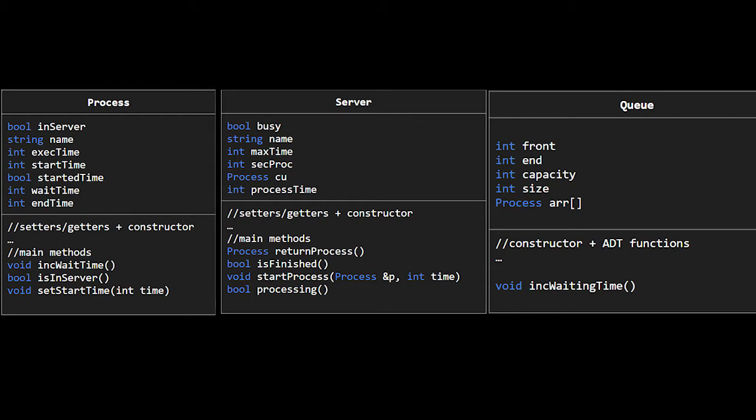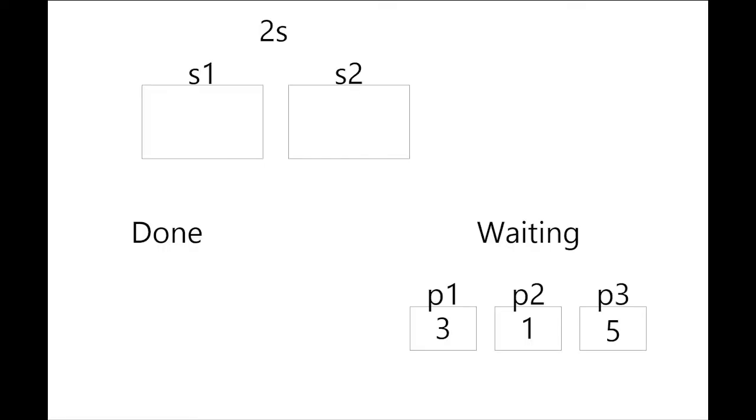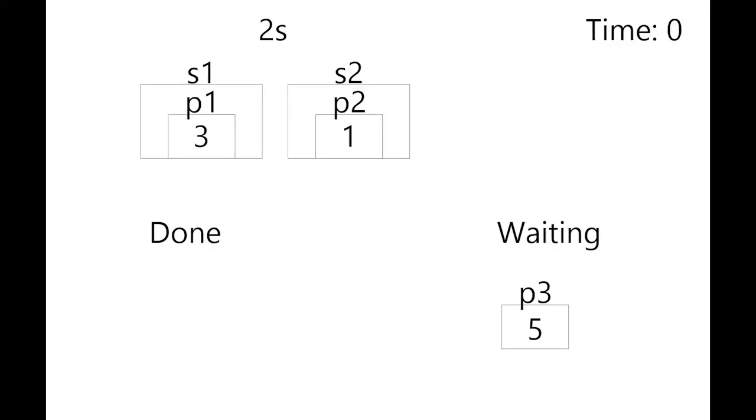Each process has an execution time. The execution time dictates how many seconds a process is to stay in a server. Once a process's execution time reaches 0, it is removed from the server and put into an array of completed processes. Each process starts its journey in the waiting queue, then gets added to each available server.